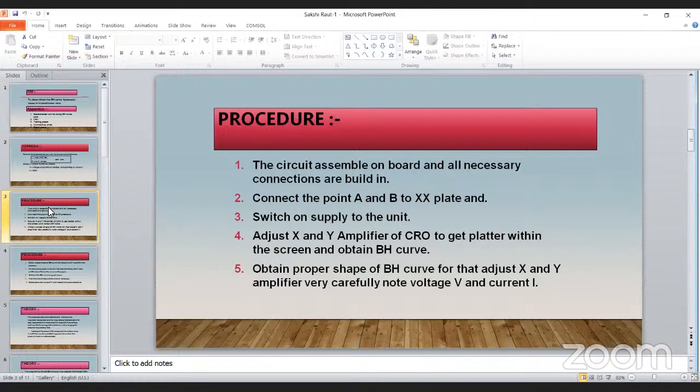Now the procedure for this experiment: the circuit is assembled on the board and all necessary connections are built in. Connect points A and B to the Expt plate and switch on the supply to the unit. Adjust the X and Y amplifier of the CRO to get the pattern on the screen and obtain the BH curve. Obtain the proper shape of the BH curve. For that, adjust the X and Y amplifier very carefully. Note the voltage V and current I.